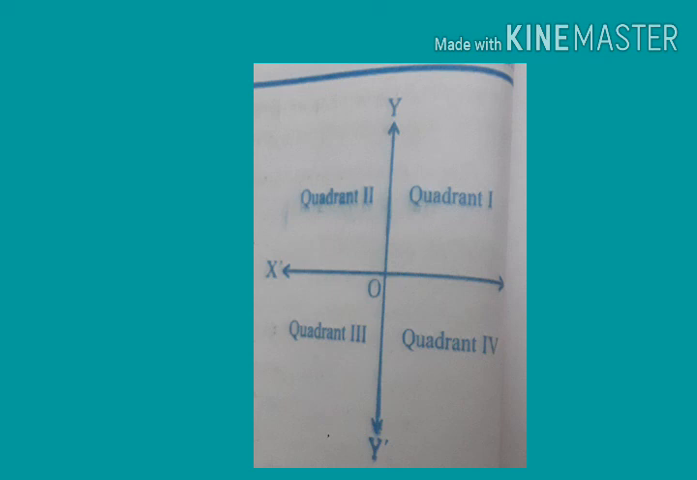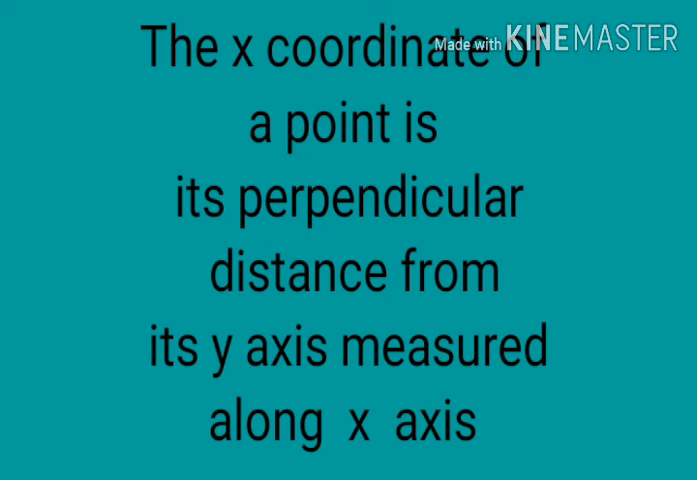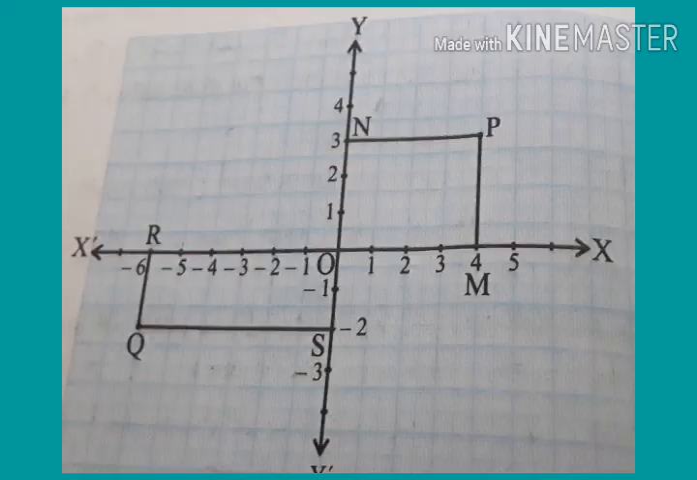Okay. Then the next topic: the x coordinate of a point is its perpendicular distance from the y-axis. From the y-axis, what is the perpendicular distance along the x-axis? That is the x coordinate. And in the figure there are 6 points given: N, P, M, R, Q, S. Then the origin is also there.